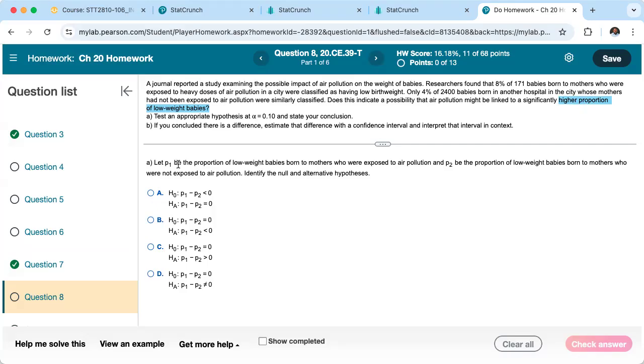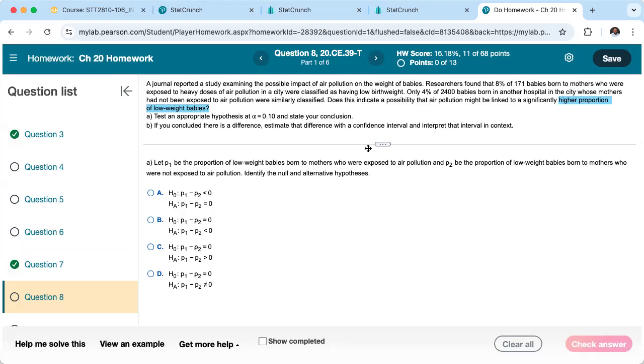So now they give you here P1, let P1 be the proportion of low weight babies born to mothers who were exposed to air pollution. So those who were exposed to air pollution. It means that N1 is what? 171. X1 is what? 0.08 times 171. N2 is what? 2,400. And then X2 is what? 0.04 times 2,400.